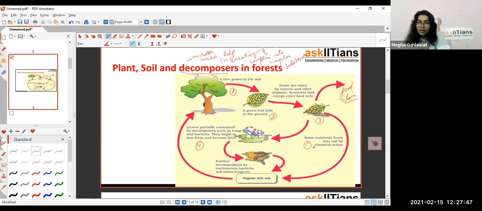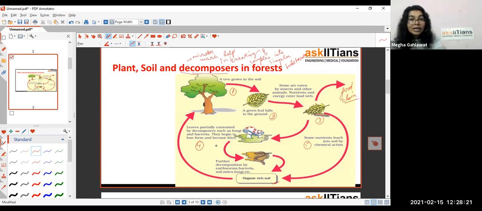Okay. That being said, all of this leads to further decomposition, which gives this organic rich soil. Now, coming back to the decomposers, the fungi and the bacteria: once they have grown onto the fallen leaf or the fallen tree structure, they simplify the components by breaking them down with the use of different types of digestive enzymes.